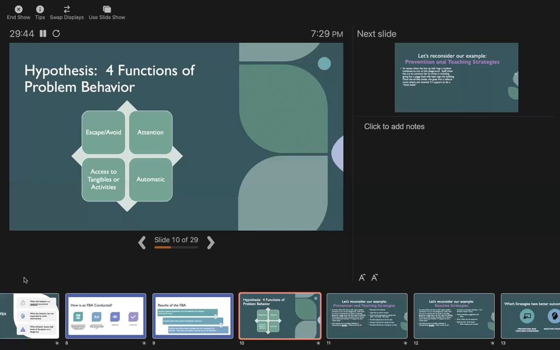And then the automatic function just means that the behavior is maintained by some sort of internal stimuli or sensation or sensory input. It's not maintained by anything that we are or aren't doing. So when I talked earlier about an experimental analysis, the way that we do those experimental analyses in the clinic setting is actually something called the alone condition. So if the student were in a room by him or herself, would this occur?